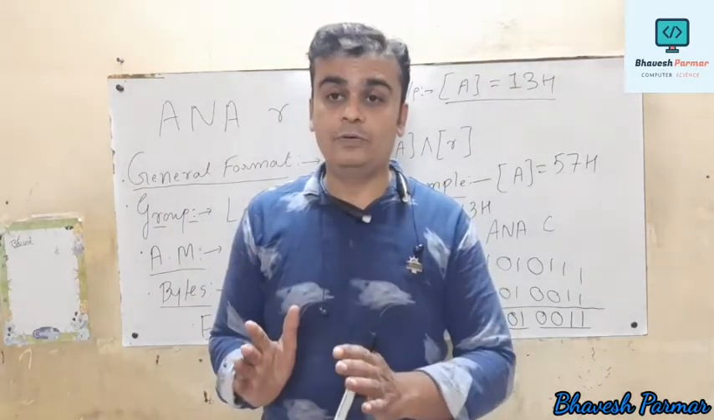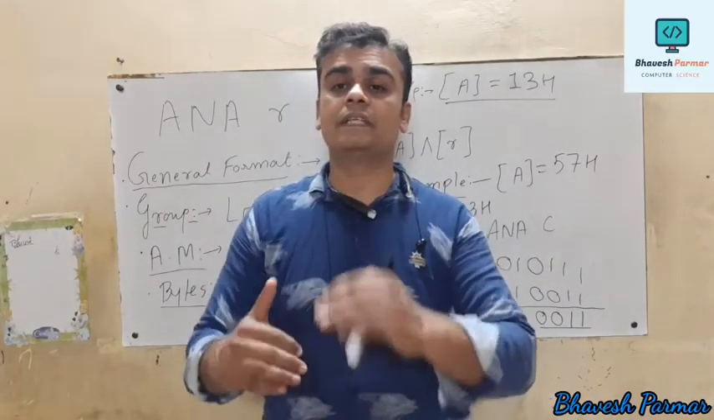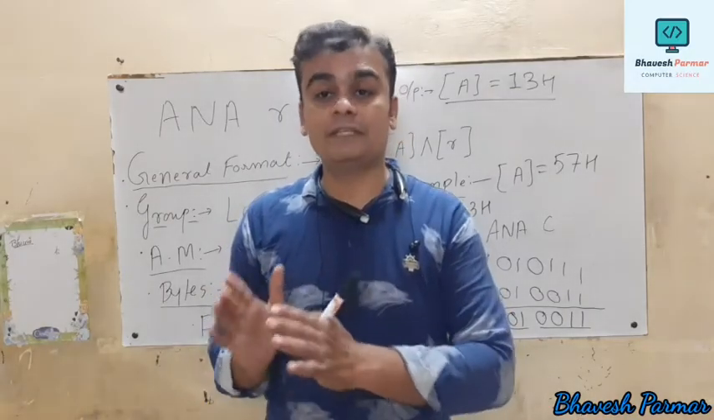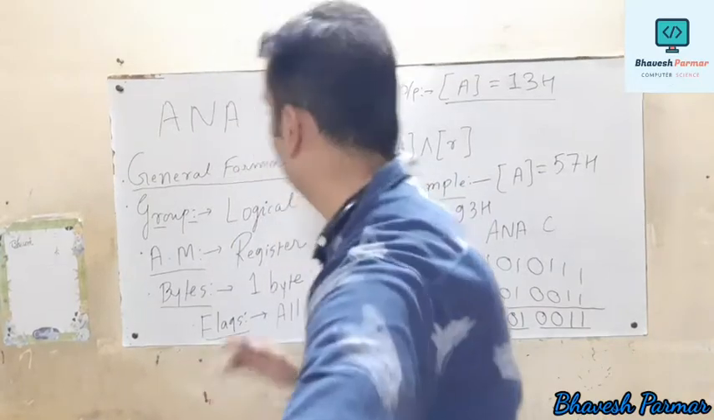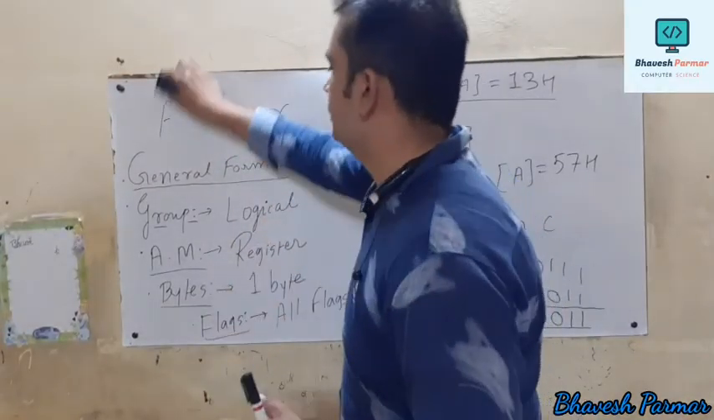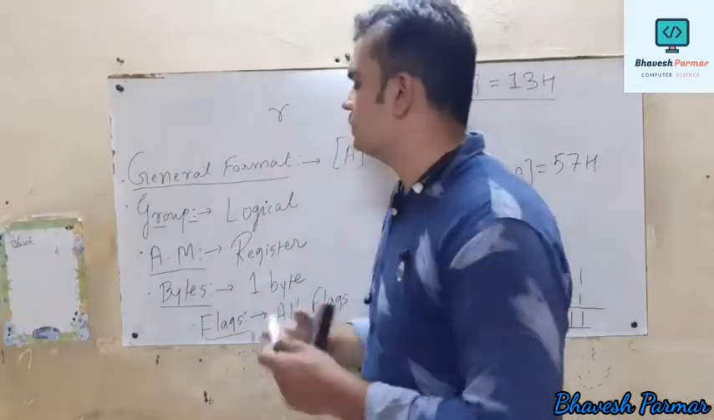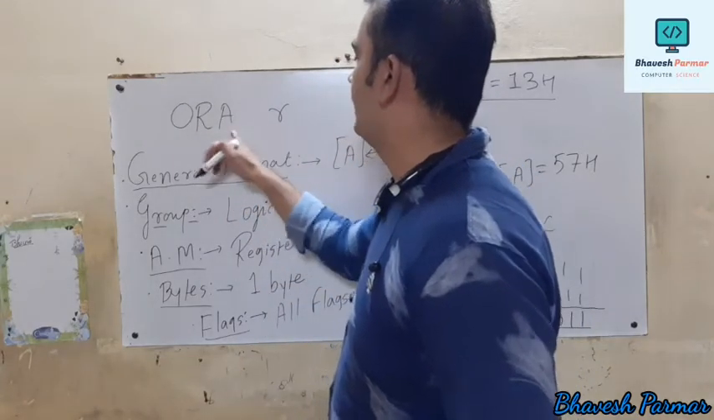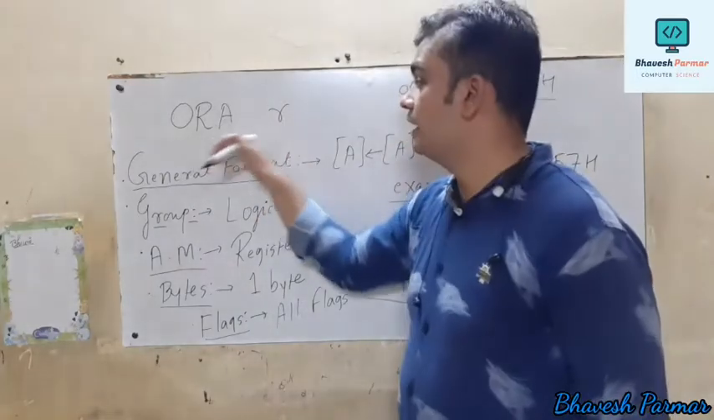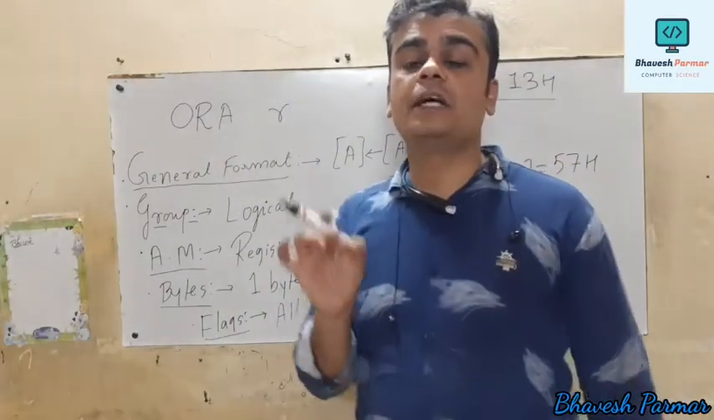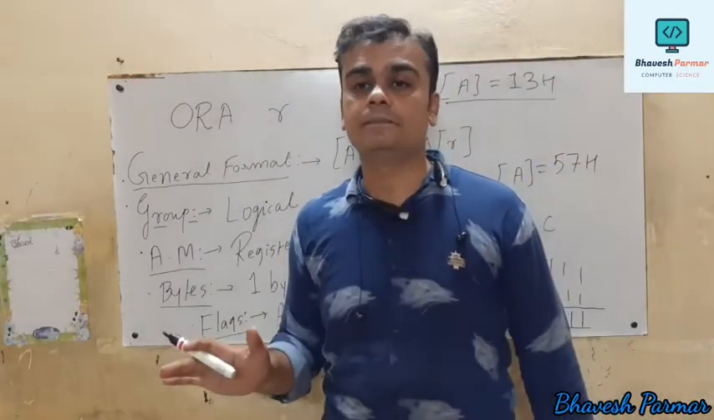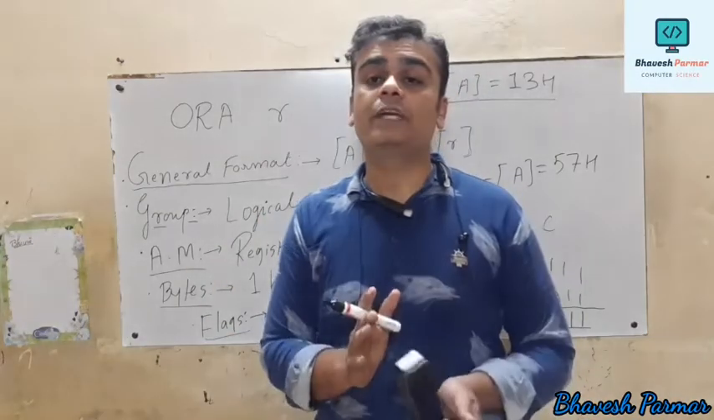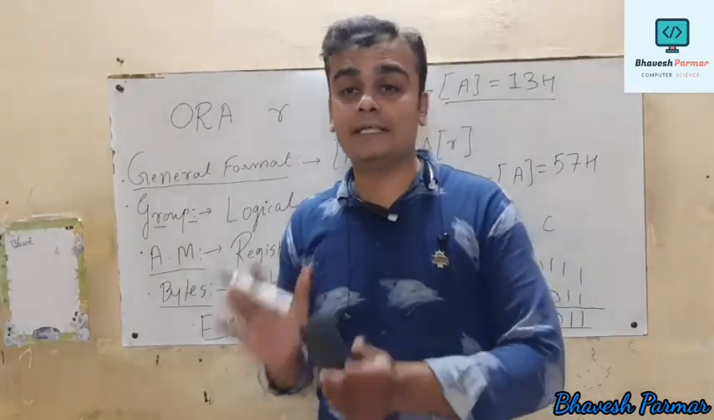So guys, now we are going to study the next instruction, logical OR with register. I will make some change here. Instead of ANA, I am using the ORA instruction, ORA small r. So this ORA small r represents logical OR with register. First of all we discussed logical AND with register, and now we are going to study logical OR with register.